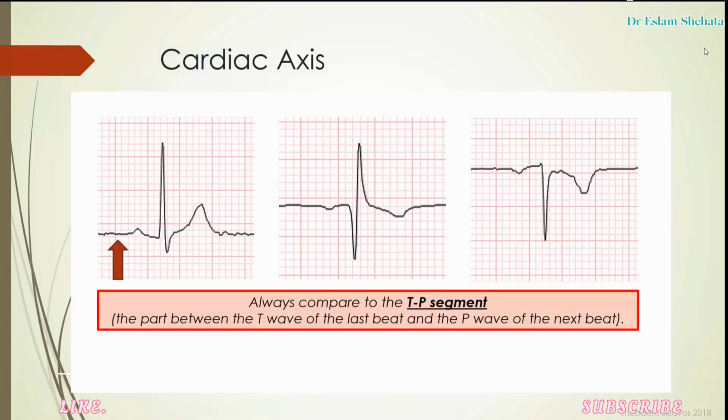One thing to mention is that when we're deciding whether the QRS complex is positive or negative, the baseline that we're comparing to is always the TP segment. It's the part after the T wave and leading up to the next P wave. The TP segment. And this is our baseline for anything on the ECG. When we're looking at the QRS complexes, when we're looking at ST segments, it's always compared to the TP segment.